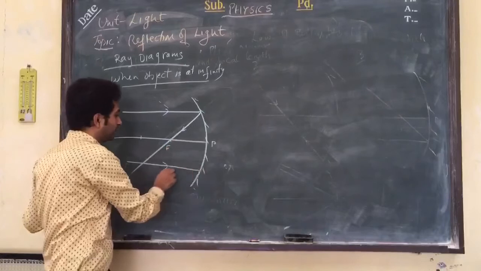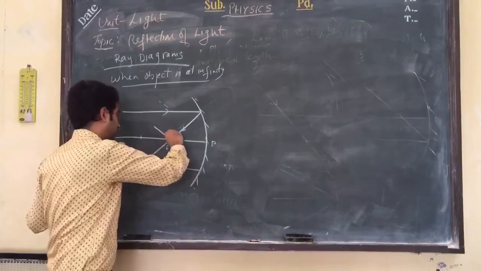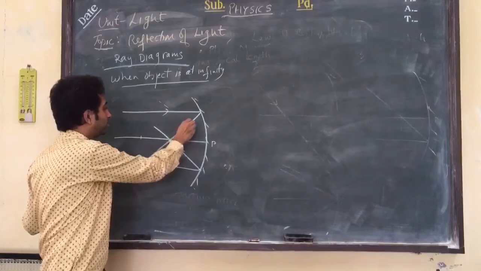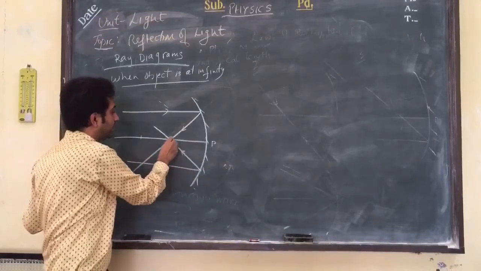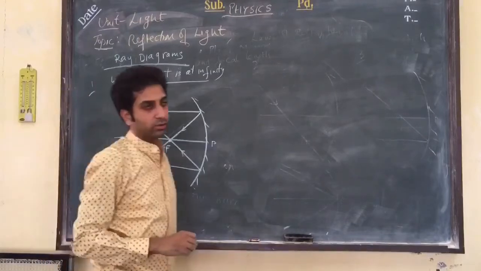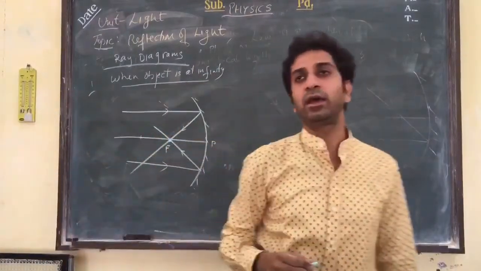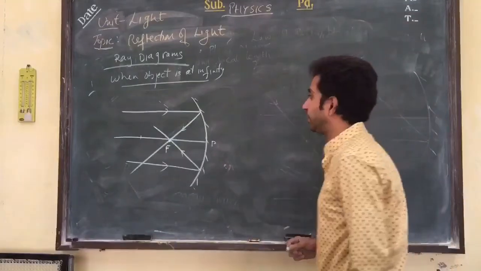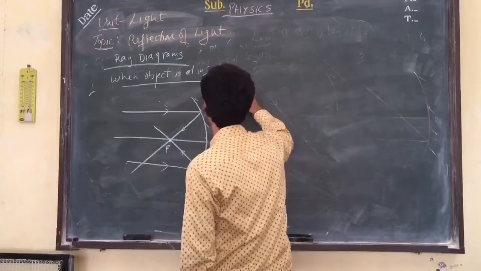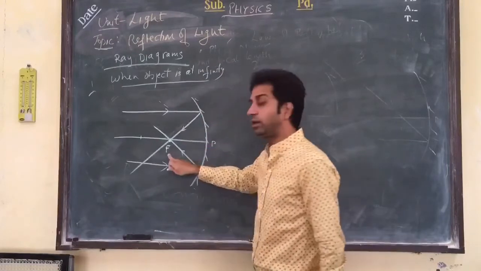Similarly, this is also the same rule. So both the reflected rays meet at point F, that is, at the focus. So both the rays meet at point F. This is the converging nature also. So we say the image formed is at point F.